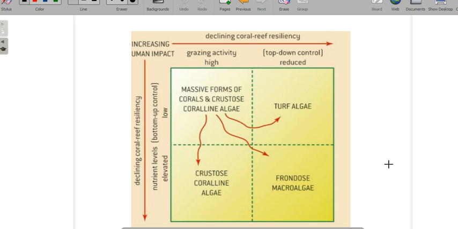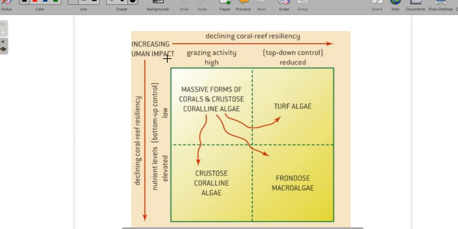Now, there's a very nice table in your books to summarize this. You can see here, this is where human impact is minimal. So you've got a high grazing activity from your parrotfish, and you've got a low nutrient level in the water. So you haven't got any eutrophication, and the amount of fishing going on in that ecosystem is low. And so what we get is massive forms of corals and crustose coralline algae.